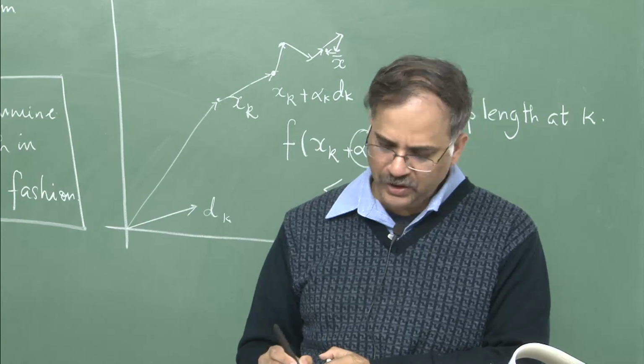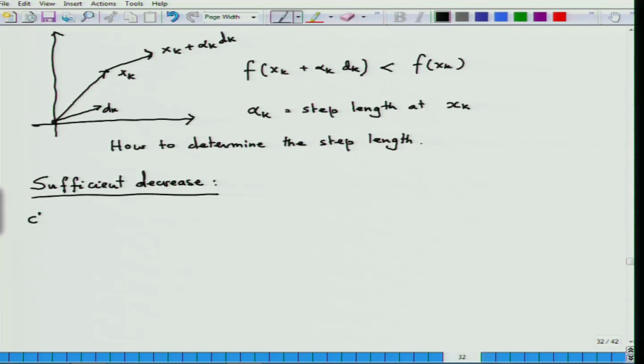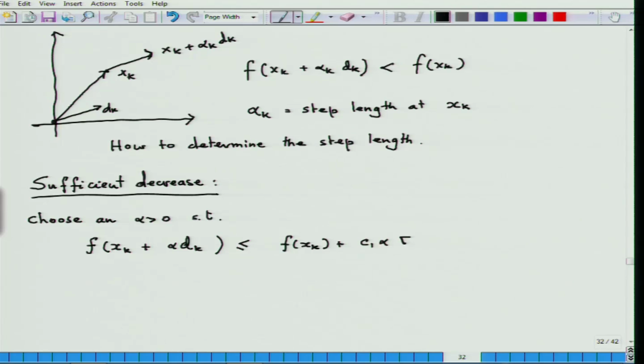Now, what do we mean by sufficient decrease? So, what should be the alpha? Choose an alpha greater than 0 such that f of x k plus alpha times dk is less than or equal to f of x k plus c1 times alpha times grad of f of x k into dk, where dk is the direction of descent.